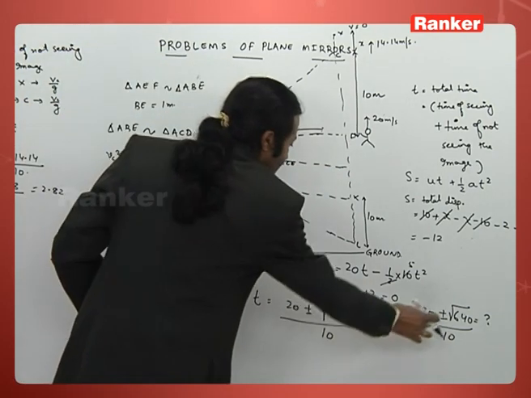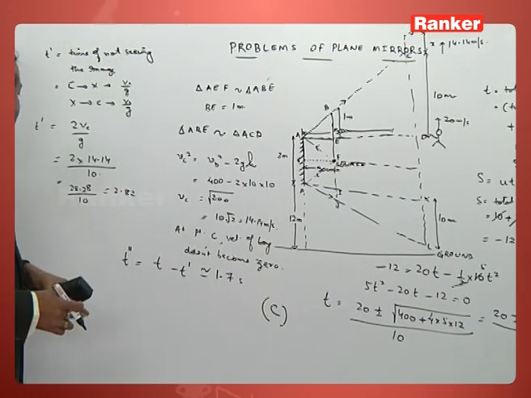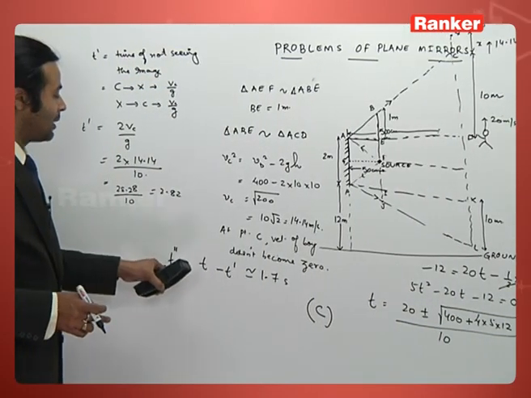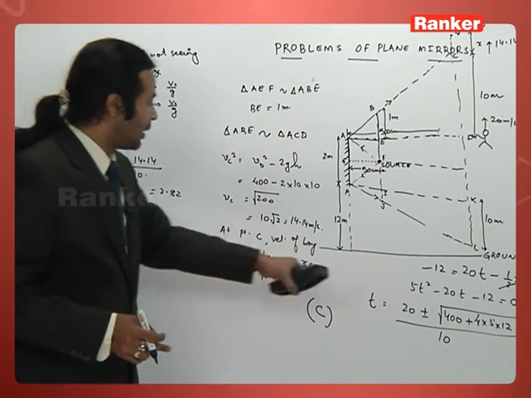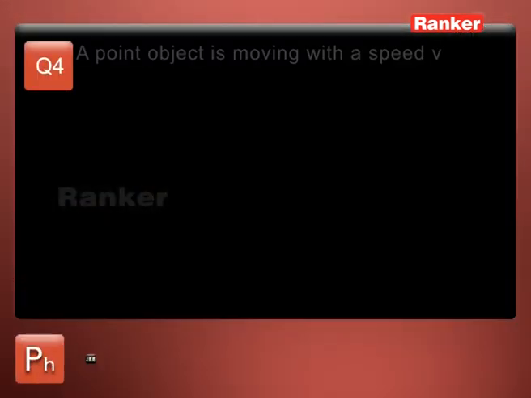T is the total time we got over here. Here we got T dash is time of not seeing the image, and here we calculate T double dash is time of seeing the image, which is total time minus time of not seeing the image. This is problem number 4.